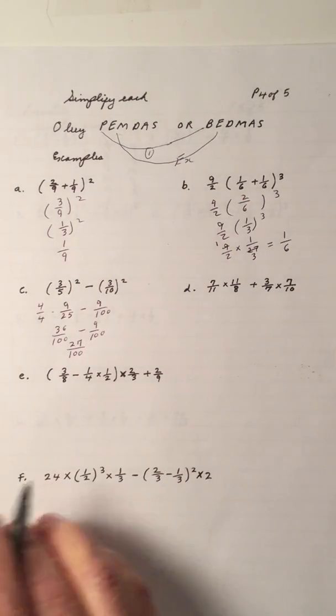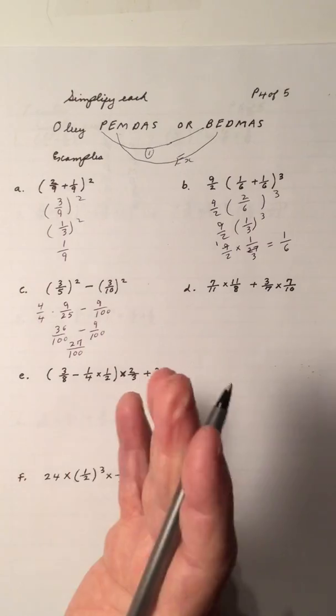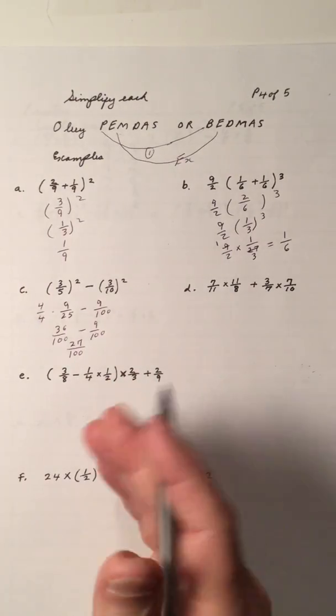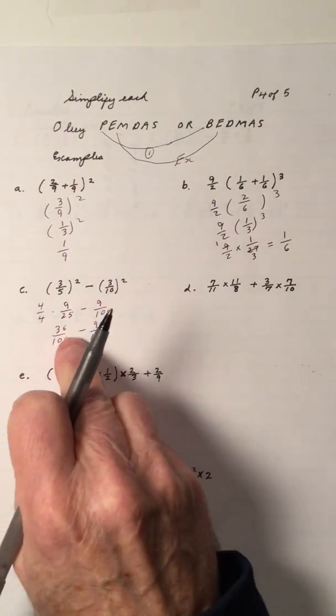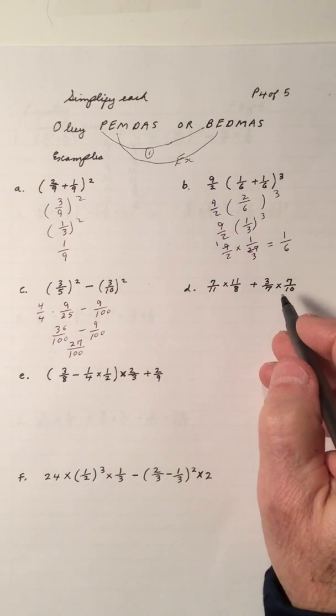27 is prime? 27 has a factor. No, not prime. Sorry. 27 has a factor of 3. 27 and 100 won't cancel.